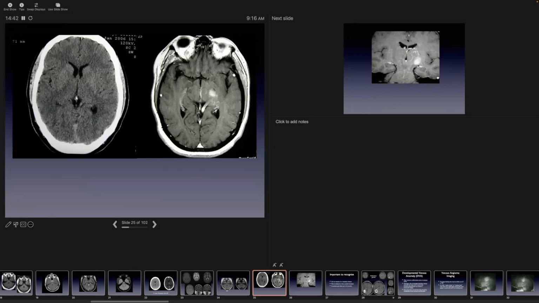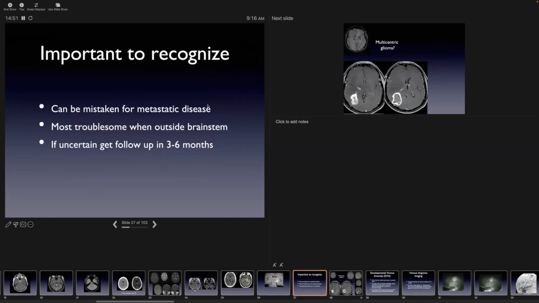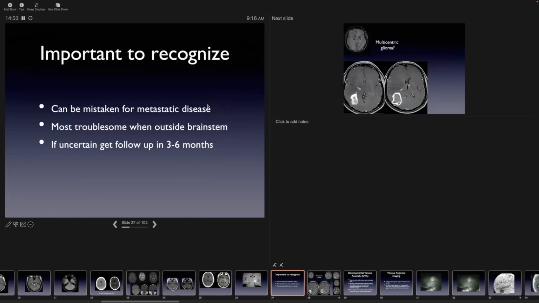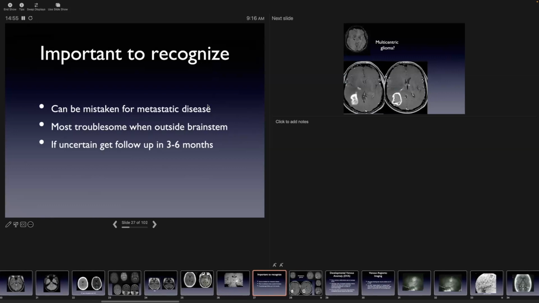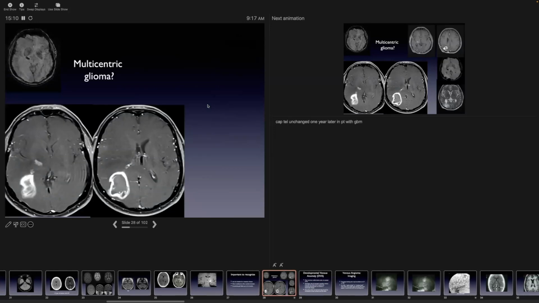And as I say, there will be cases where there'll be some uncertainty. And in cases where there's hemorrhage, I think you're probably obliged, in cases which have atypical features, to go on to angiography. So again, important to recognize that capillary telangiectasias are not associated with symptoms, but they often are mistaken for metastatic disease. As I've shown you, they're more troublesome when they're outside the brainstem. And if you're uncertain, just get a follow-up in 3 to 6 months.